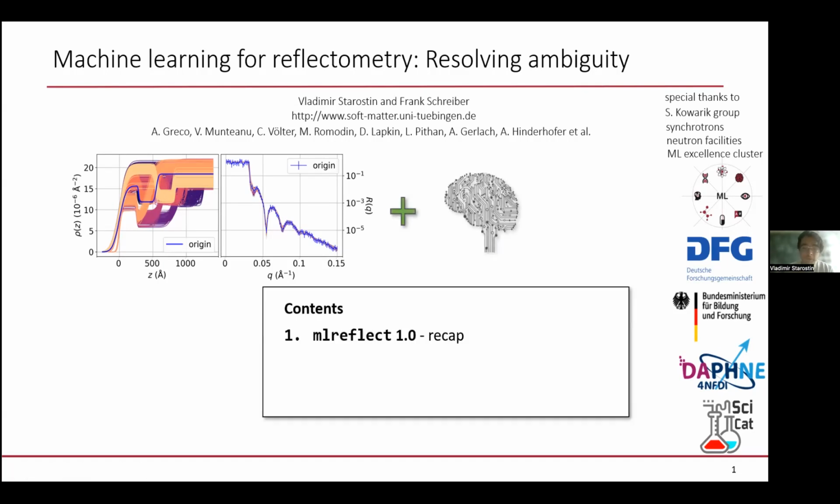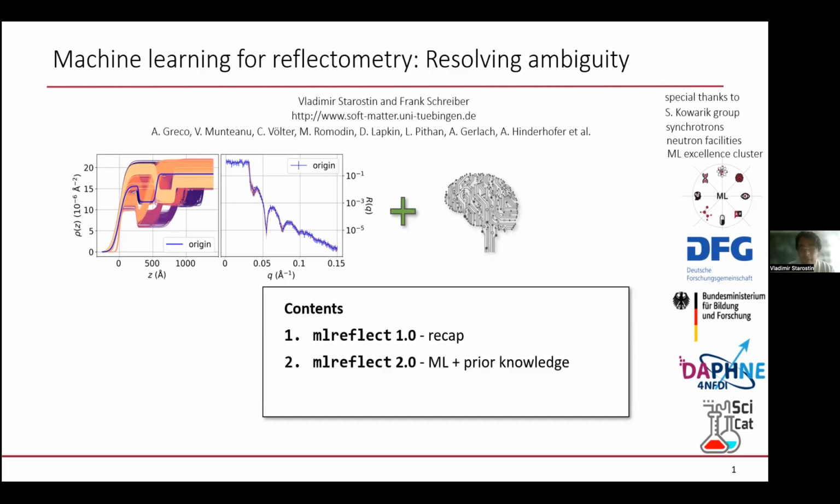In this regard, I will first briefly talk about what Frank called the semi-pedestrian approach, the standard machine learning approach, which we call MLReflect 1.0. I will give you a brief recap and try to explain why it doesn't scale to a high number of parameters, why it doesn't work with the more complex scenarios.